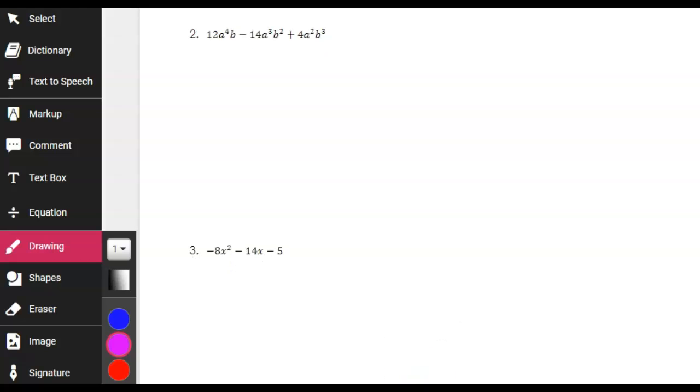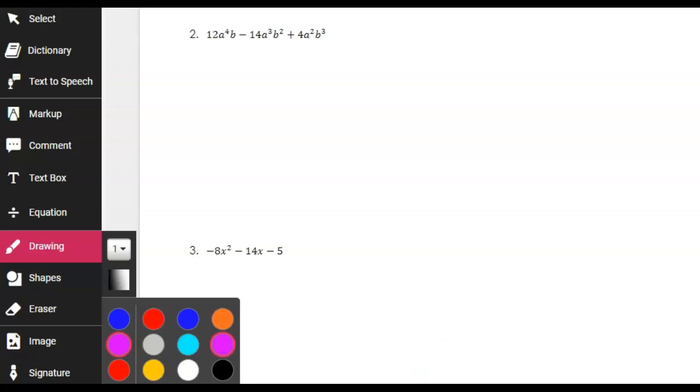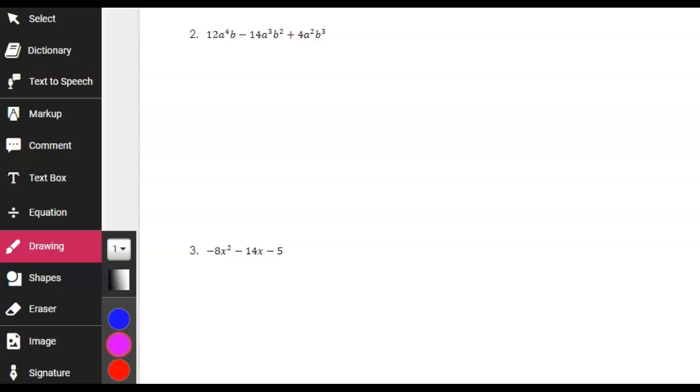Okay. So let's look at number 2. What do I always check for? A GCF, which in this case does exist. Is it 4? No, because 14 is not divisible by 4. But we can take out a 2.